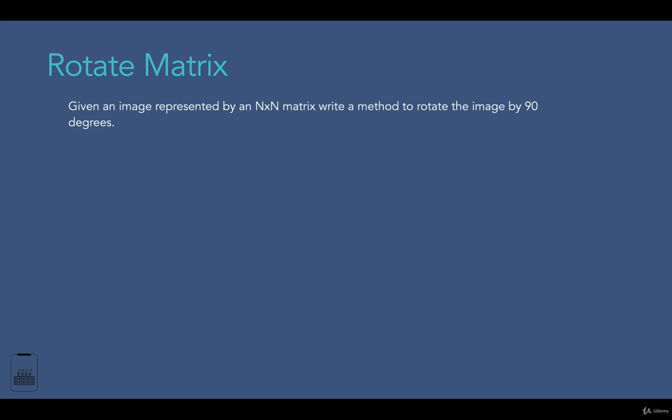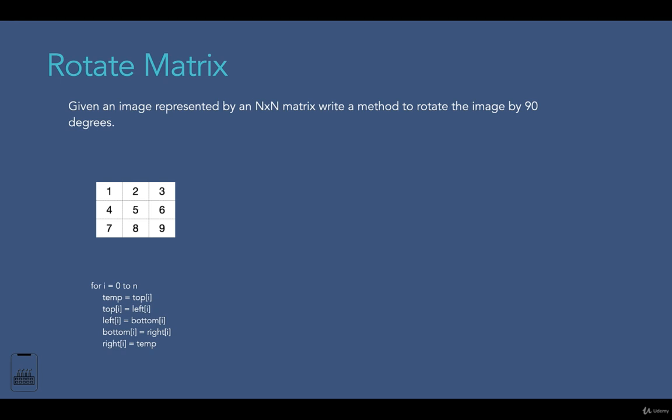The simplest way is to move the edge of this array first, then we are going to move the inside elements. So our algorithm will be like this. First we create a temp variable, then we save the top element's value to the temp variable. In this case, the top element is this one, so we save it to the temp variable.